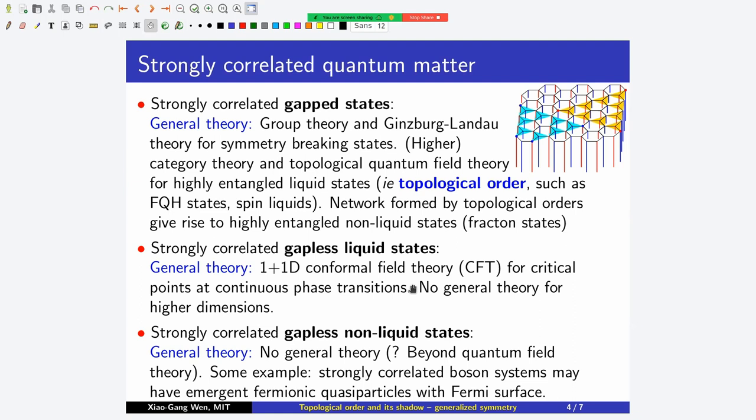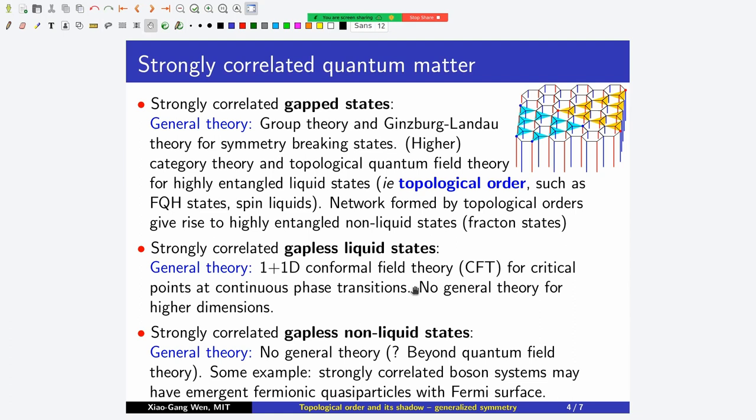Amazingly, in 1+1 dimensions there's an algebraic approach using conformal field theory, the Virasoro algebra. We can deal with this kind of gapless state with no quasi-particle using an algebraic way, not a field theory way. This kind of thing is lacking in higher dimensions. I think that's actually the main motivation of this lecture. I don't have the answer, but I hope some picture developed from this point of view may help us develop this quantum field theory with no field, and some way to deal with gapless liquid states with no quasi-particle.